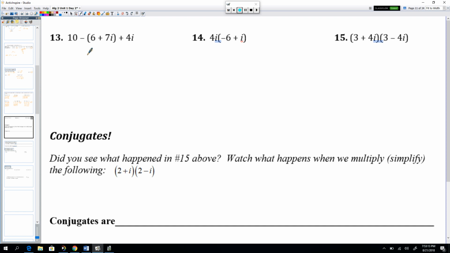A common mistake here when we see this is that we forget that this means that we're distributing a negative 1 first and then combining like terms. So let's distribute this here. This negative 1 here makes that a negative 6 minus 7i, and then plus the 4i. So make sure you do that first before you combine like terms. And of course, after combining like terms, this is our final.